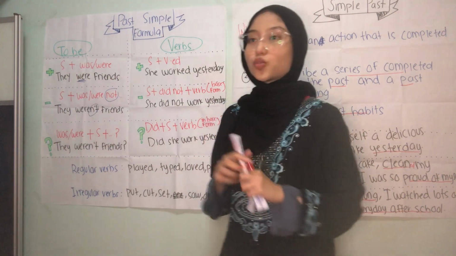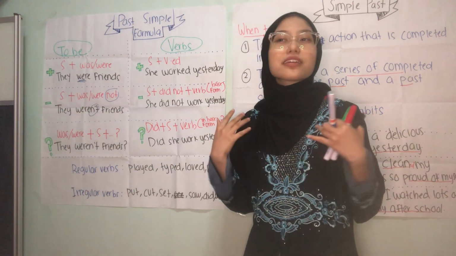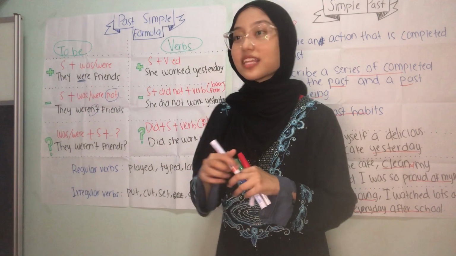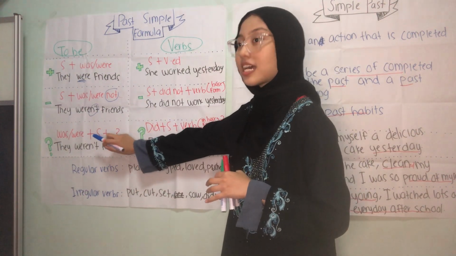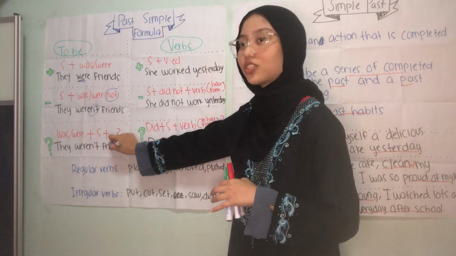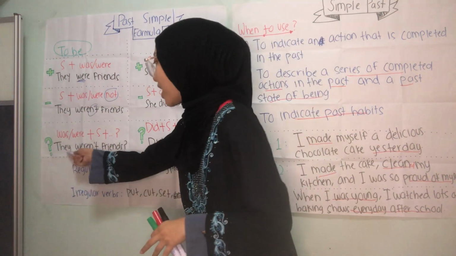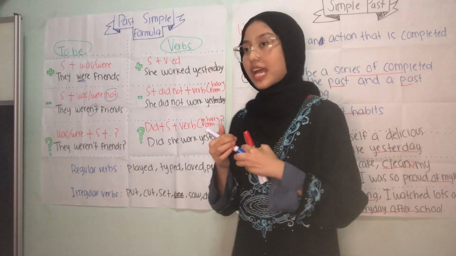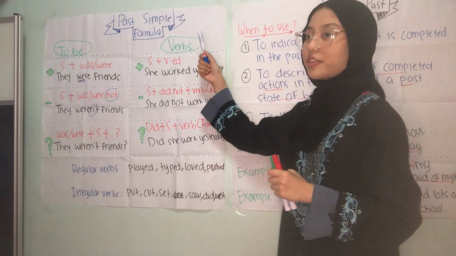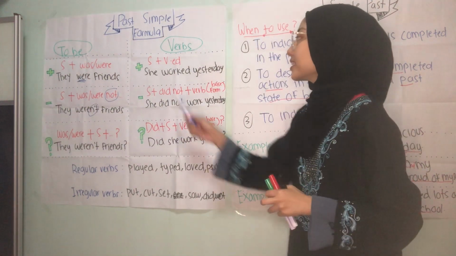Last one. What if you want to ask a question about something that happened in the past? The formula for asking a question in the simple past tense is was or were plus subject, and then a question mark. Now, let's take a look at the verb formula. For regular verbs, we need to add ed.